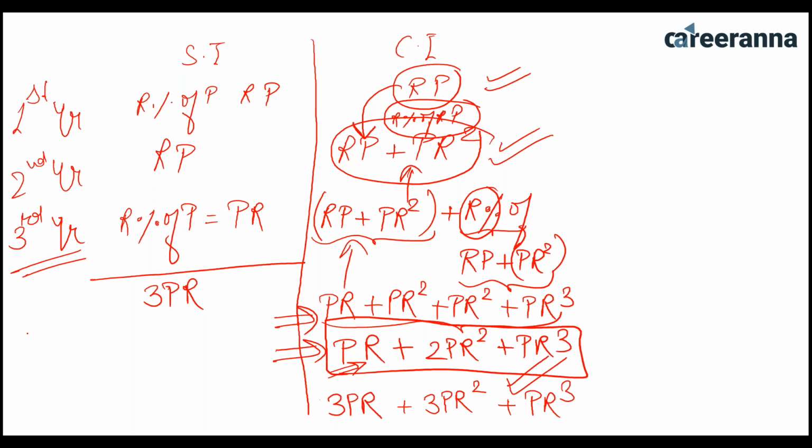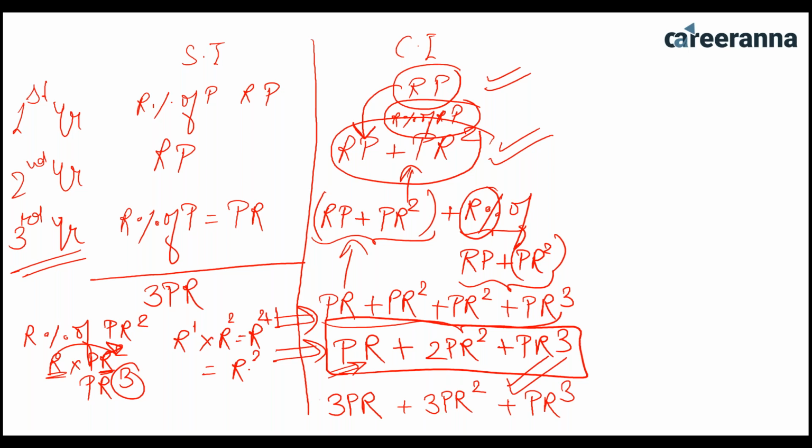Okay. So R% of PR square. So R into PR square. I need to multiply this. Okay. So this will become PR cube, right? R is here, R is here. So R power 1 into R power 2 is equals to R power 2 plus 1. This will be R cube. Understood?